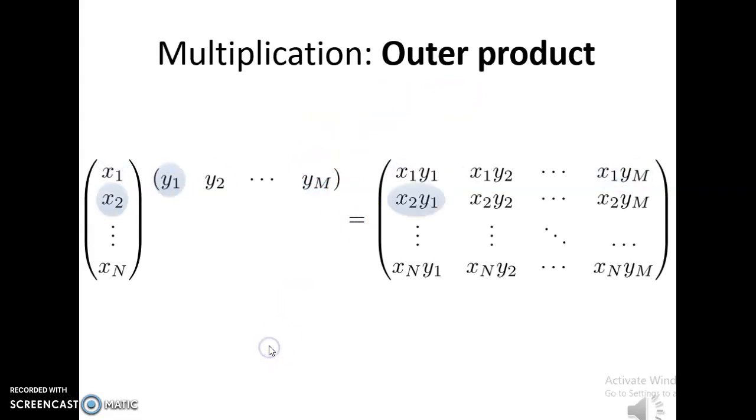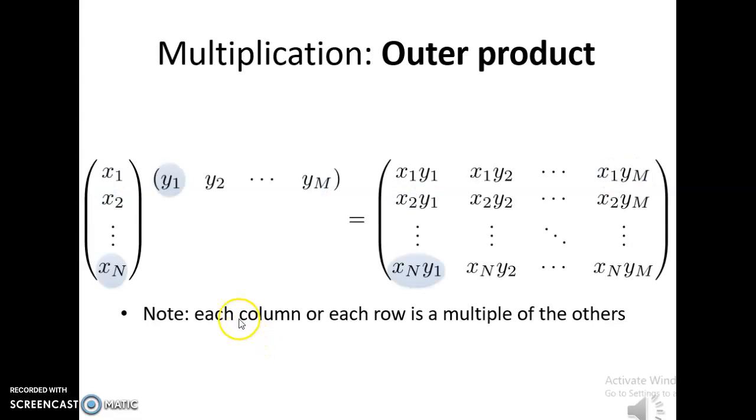Already we have seen this in the simulation instruction. Note that each column or each row is a multiple of the others. Each column, this one column, this one column. And each row is a multiple of the others.